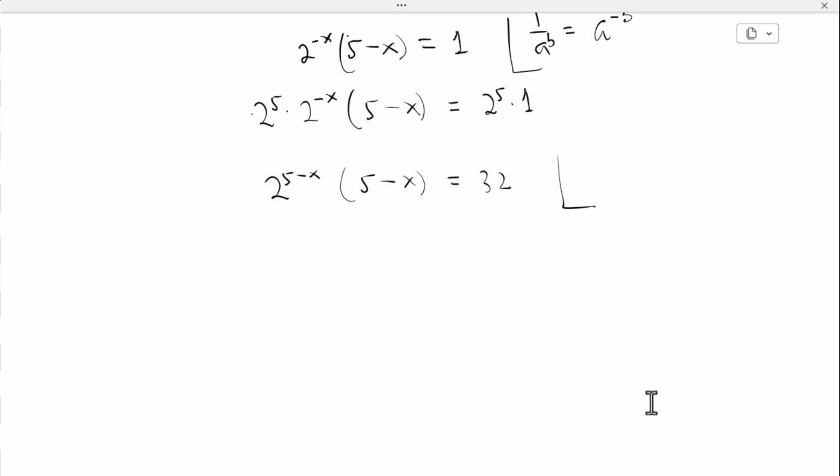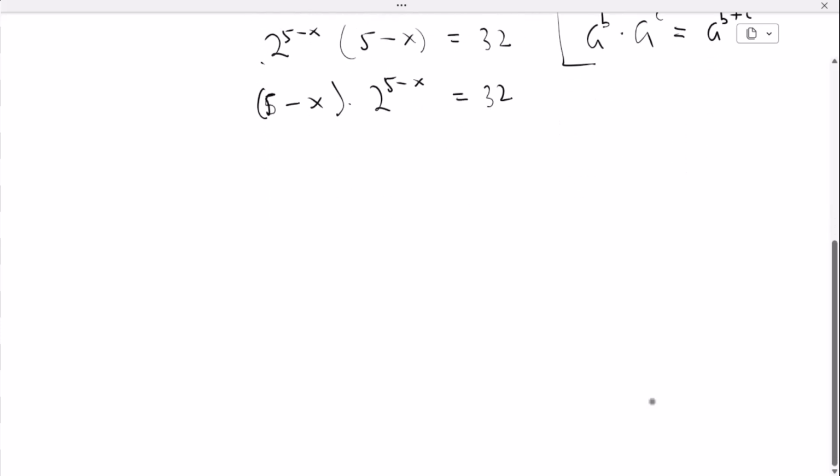Now another identity we use over here is when you have a to the power b multiplying a to the power c. Since the bases are the same, you are going to have a to the power b plus c. Good. So that's what we use over here as well. So if we continue, we are going to have 5 minus x multiplying 2 to the power 5 minus x to be equal to 32.